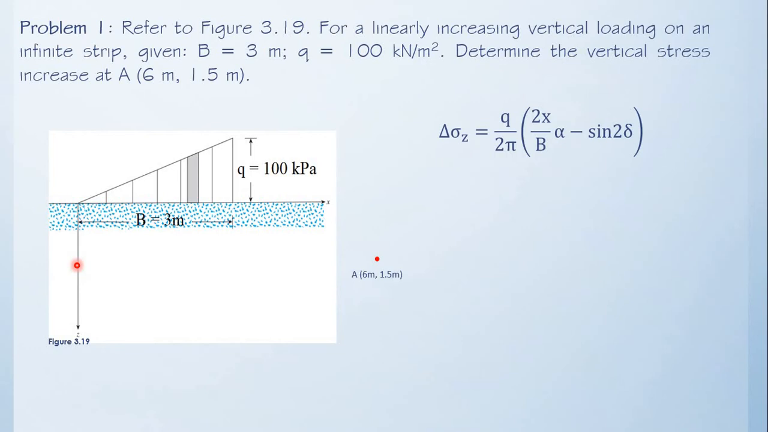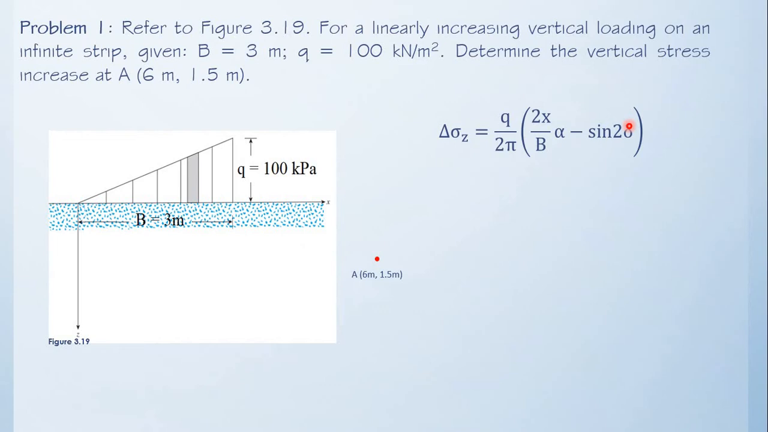So first, we use method 1, which is using the equation: vertical stress at point A is equal to Q divided by 2 pi multiplied by the quantity 2x divided by B multiplied by the angle alpha minus sine 2 delta. So we know the value of Q to be 100 kilopascal. We know the value of x, that is 6 meters. We also know the value of B, that is given to be 3 meters. So let us identify the value of the angle alpha and the angle delta.